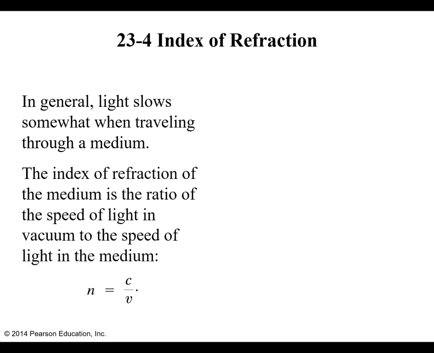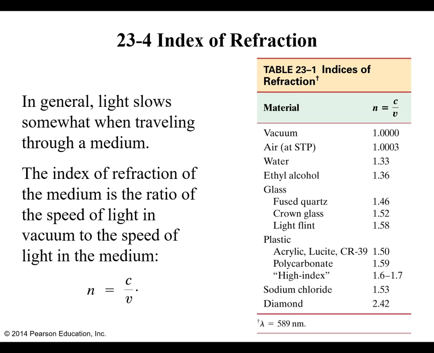So the index of refraction for any medium would be the ratio of the speed of light in a vacuum to the speed of light in a given medium. So here is a simple table showing the indices of refraction of a number of materials. Let's do a quick example. Let's look at crown glass right here.